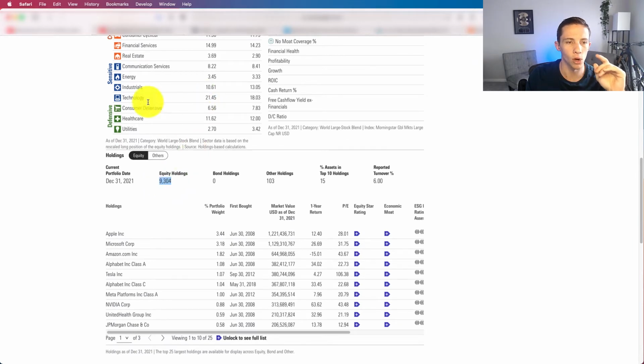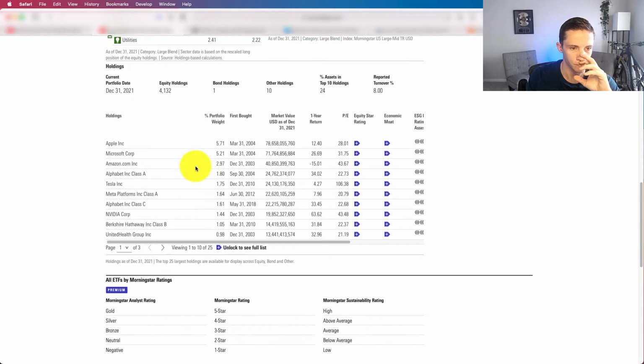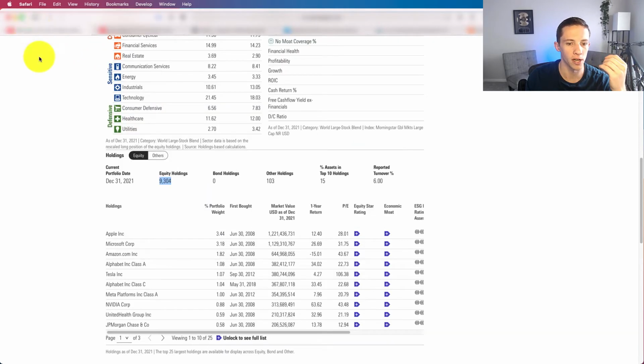Now, if we look at the holdings, when you come back to VTI, you can see Apple 5.71, Microsoft 5.21. It's just so wild that the two largest companies in the United States make up almost 11% of the stock market. Then Amazon, Alphabet, Tesla. And if we look at the world stock, it's probably going to be pretty close to the same in the top holdings, but a smaller weighting, to make room for the international stocks.